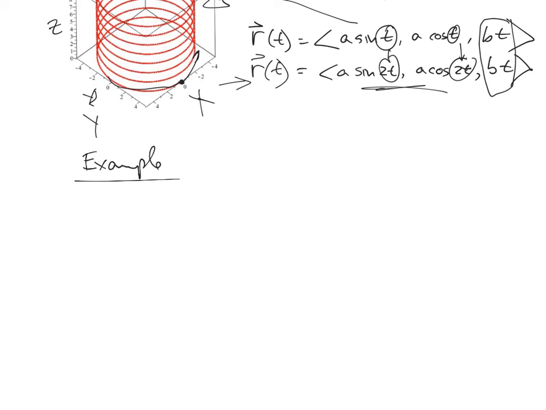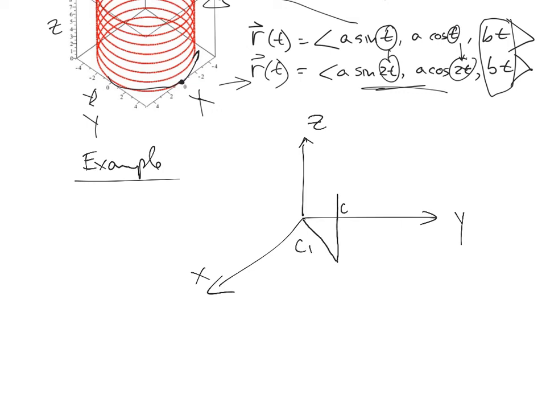So let's look at this particular curve in space and come up with a parametric equation for it. Here we've got our xyz coordinate system, and let's say the curve we want to describe consists of two straight line segments. A segment C1 that looks like this, just in the xy plane, and then a segment C2 that looks like this, that only varies in the z direction. And this point here is 1, 1, 0.